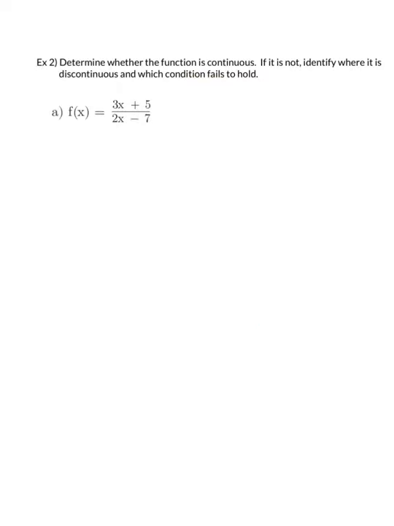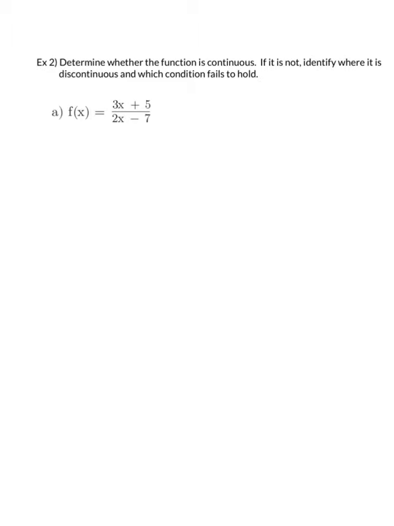In example 2, we are asked to determine whether the function that we are given is continuous. If it is not continuous, we need to identify where it is discontinuous and which of the conditions fails to hold. On the first example A, we are given the function f of x equals (3x plus 5) over (2x minus 7). This is a rational function.